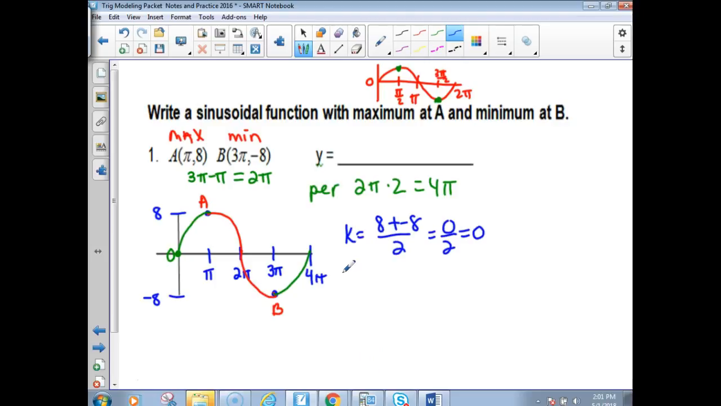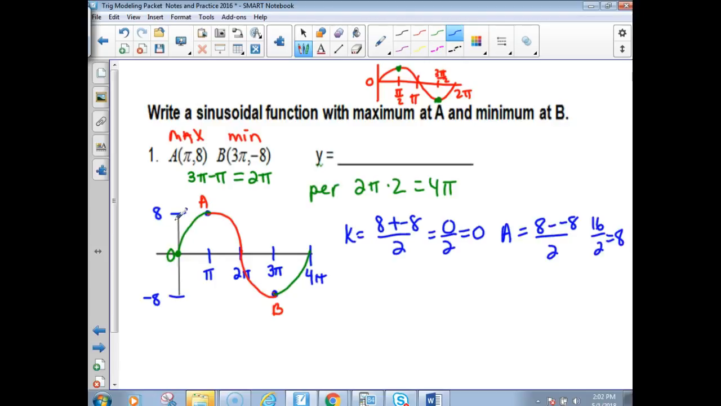I don't really have to do that if you can intuitively look and say, well, what's halfway between 8 and -8? It's 0. Okay, you could find your amplitude. You subtract the max and the min. Well, I guess I'm supposed to start with my max. It would be 8 minus -8 divided by 2, which is 16 divided by 2, and that's 8.